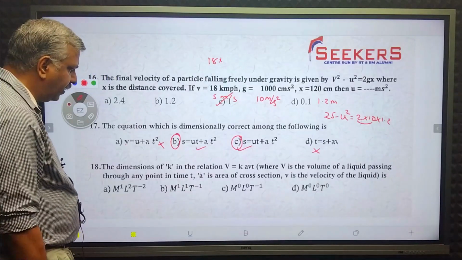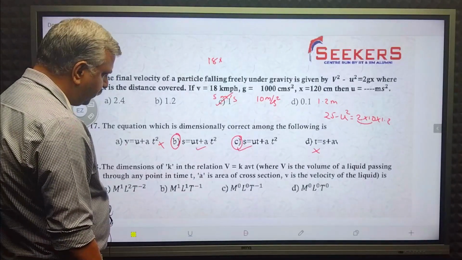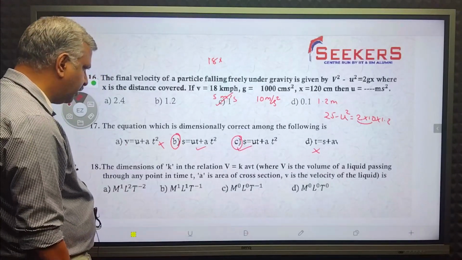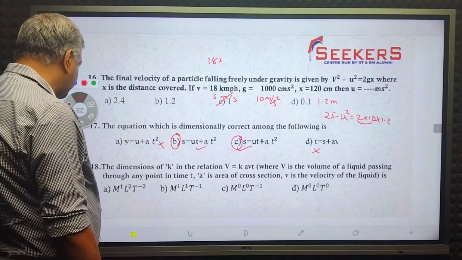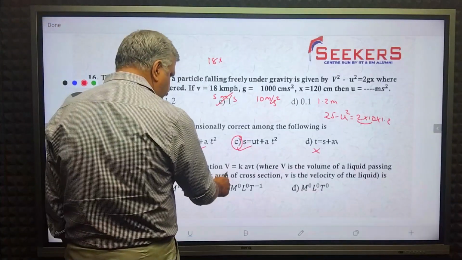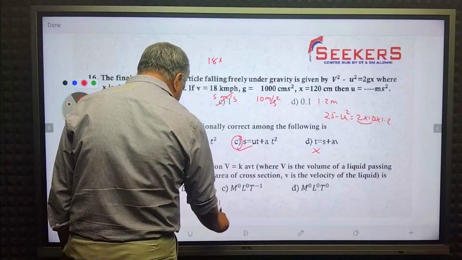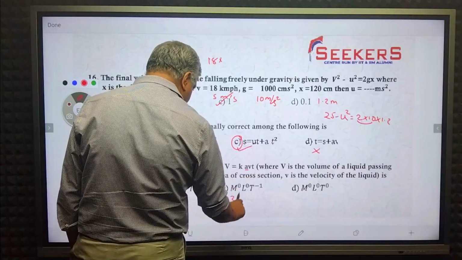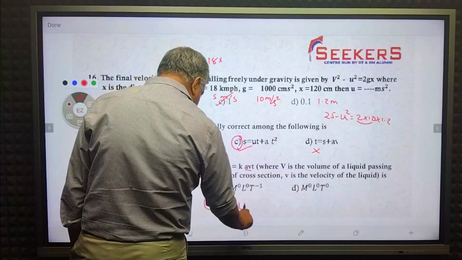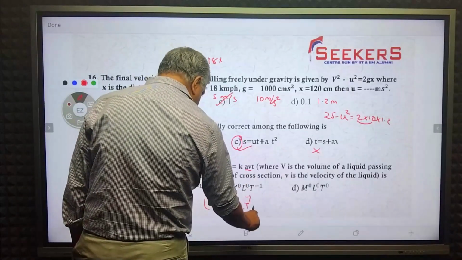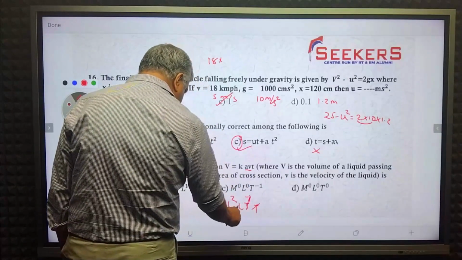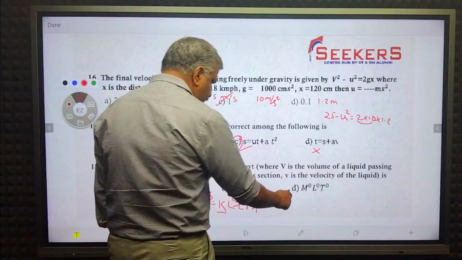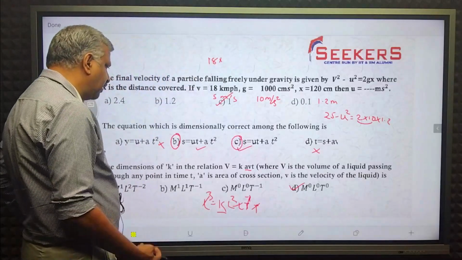The dimensions of K in the relation V is equal to K A v t, where V is the volume of the liquid passing through any point in time, A is the area of cross section, v is the velocity of the liquid. So they are asking the dimensions of K. V is the volume, so it is L cubed, equal to K into A. A is the area of cross section, so L squared. v is the velocity, so L t power minus 1, into t. So these two get cancelled, and K is dimensionless. Dimensionless means M0 L0 T0.